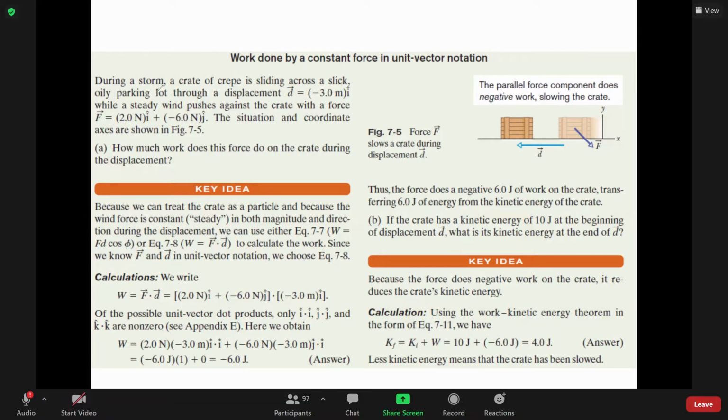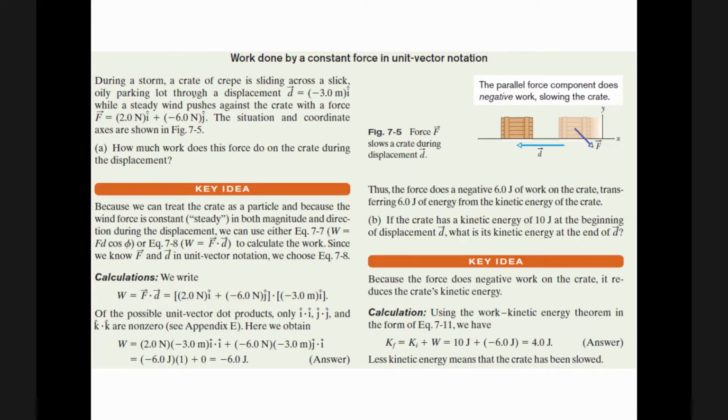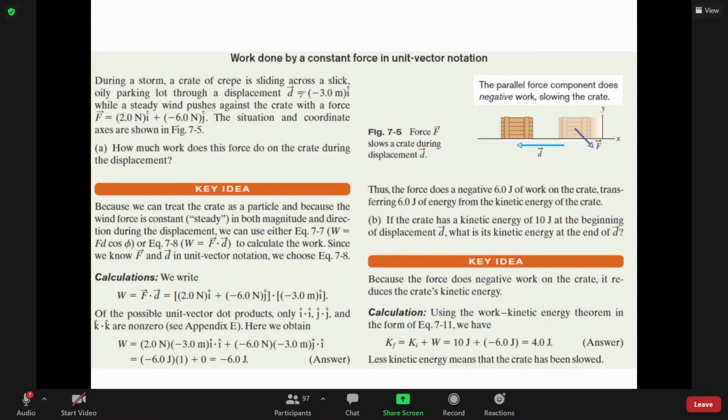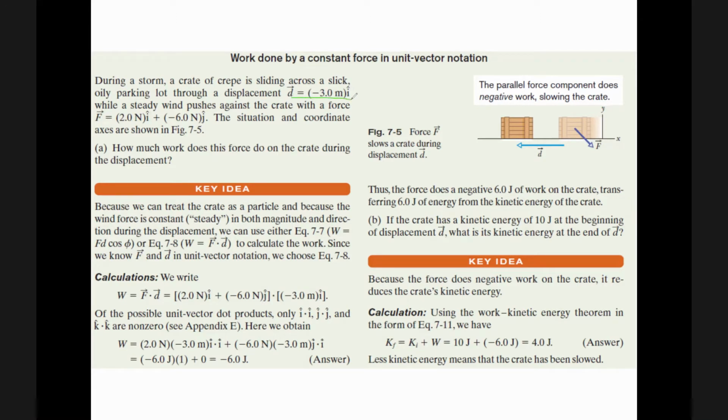It said, during a storm, a crate is sliding across a slick, oily parking lot through a displacement d equals minus 3 i hat. What does it mean, d minus 3 i hat? It means it is 3 meters to the left. This is the displacement, important to know, while a steady wind pushes against the crate with a force.